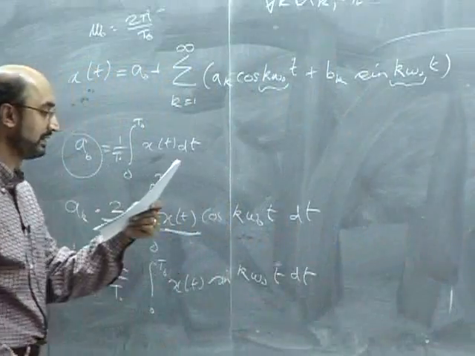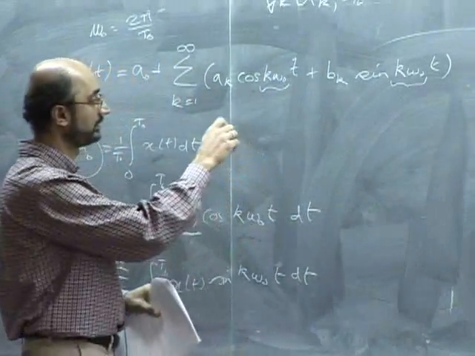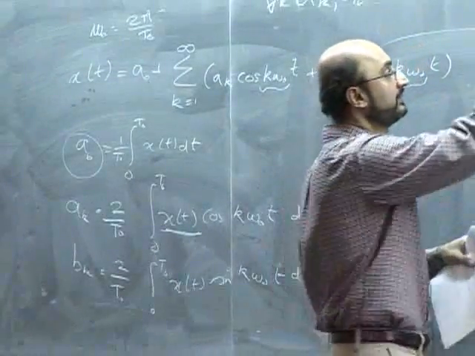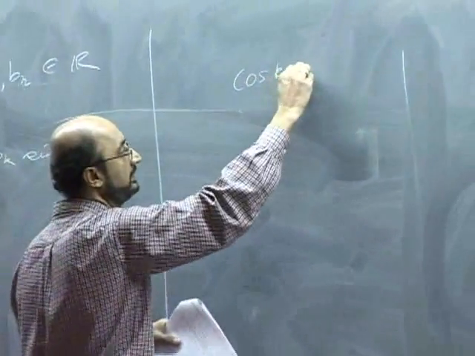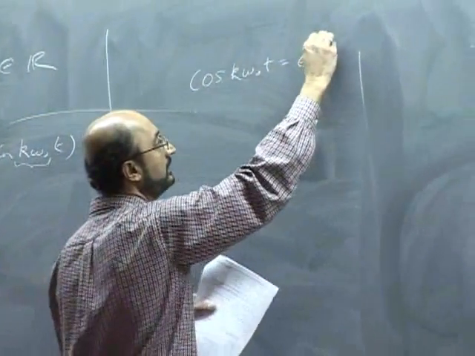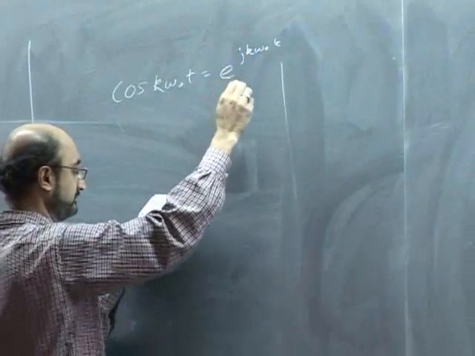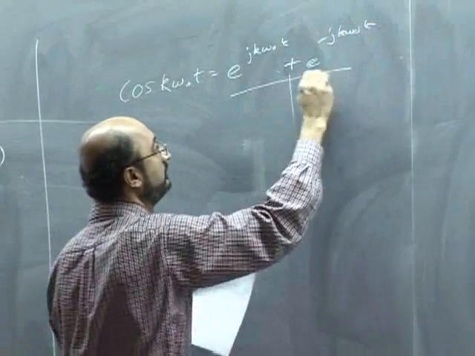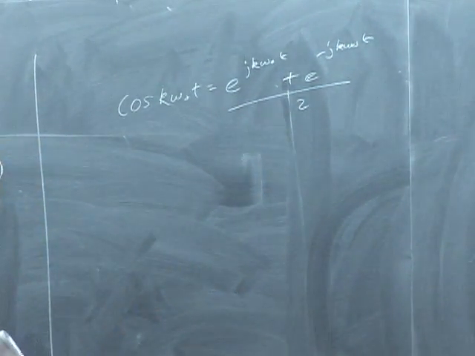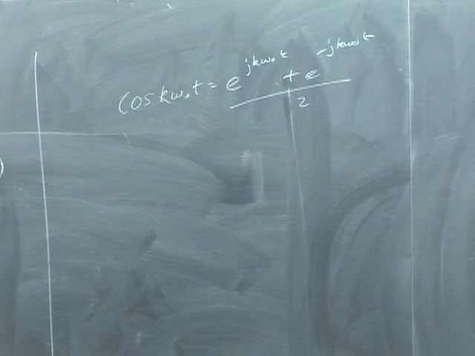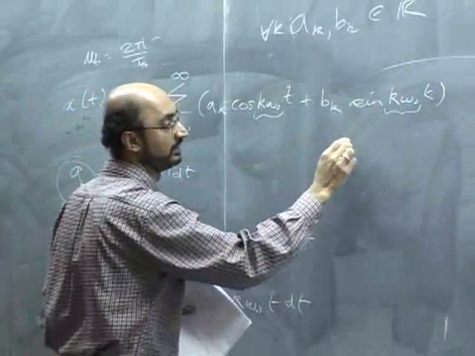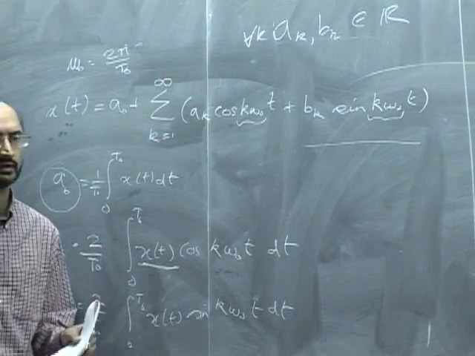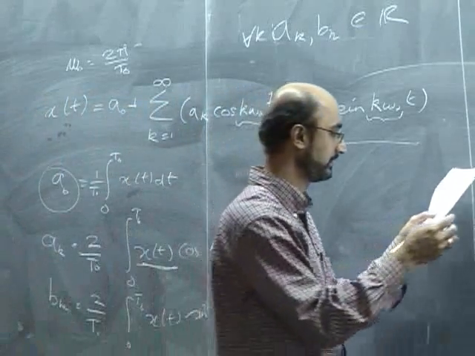All you're really doing is replacing cos and sine by the corresponding exponentials. So we're just replacing cos k omega naught t with e to the j k omega naught t plus e to the minus j k omega naught t, divided by 2. If you do that substitution, and a similar substitution for sine k omega naught t, which is this one over here, we can replace that by the difference of two exponentials using Euler's formula. Then we can get the following thing.